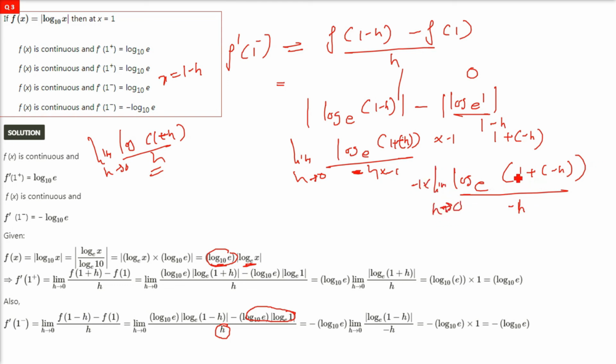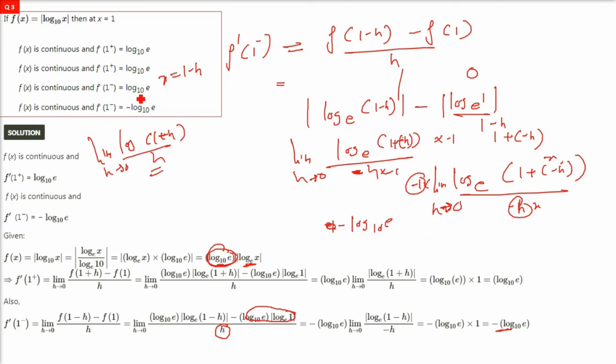This is the whole form which we wanted. Just assume it to be 1 plus k, or x, because log(1 plus k) by k, limit k tends to 0, is also 1. Only a negative has come, and as I told you, the constant is already there, log base 10 of e. So minus log base 10 of e.